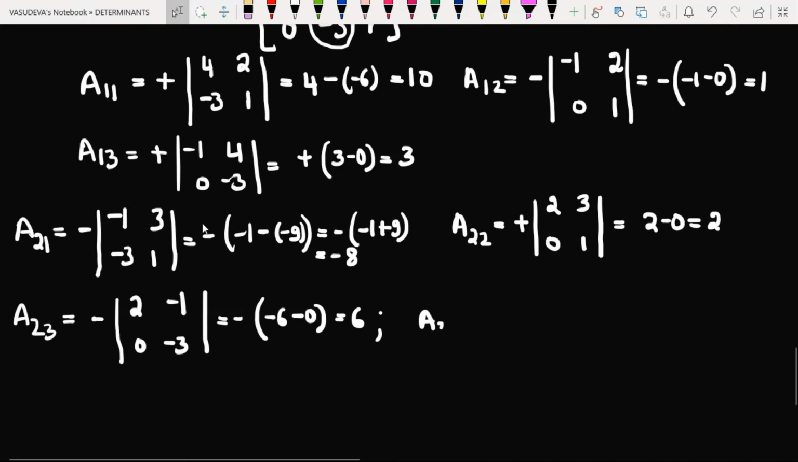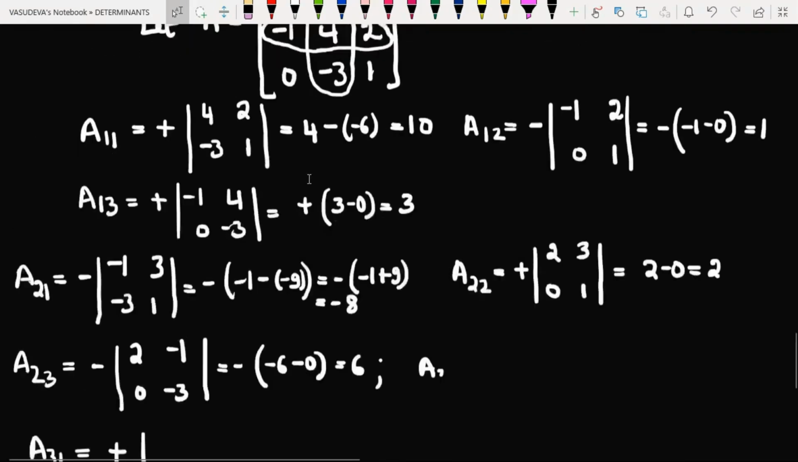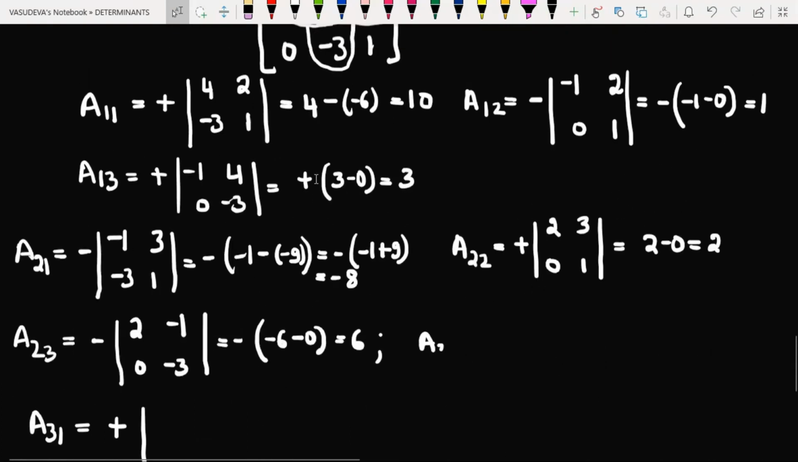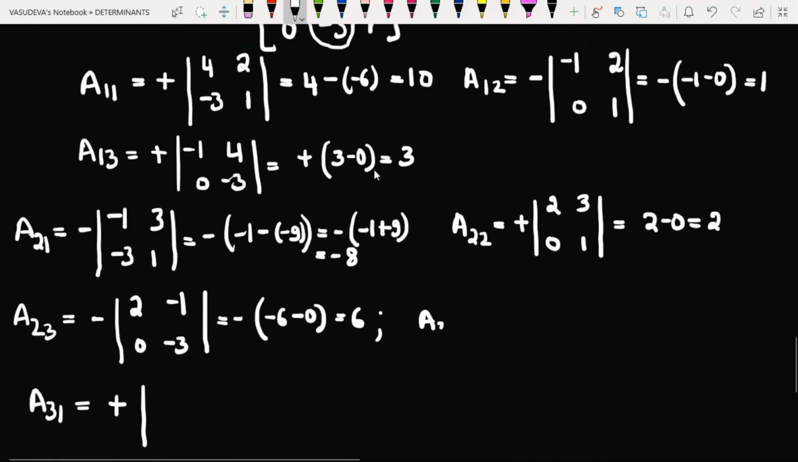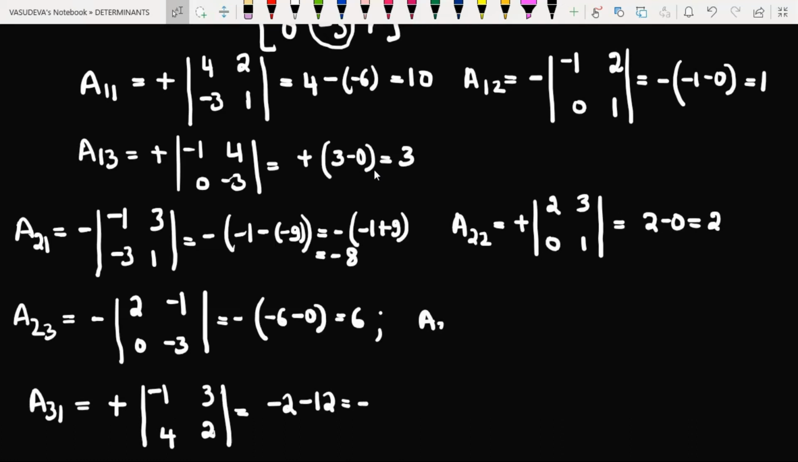Now let's come to the third row. A31, 3 plus 1 is an even number, therefore it is plus the determinant of, leaving the elements of the third row and the first column, the elements are -1 3, 4 2. Writing this, -1 into 2 minus 12, it is -2 minus 12, which is -14.